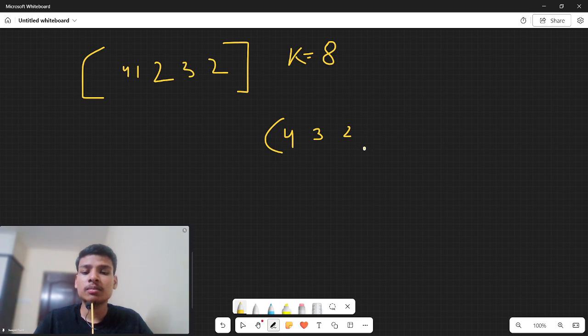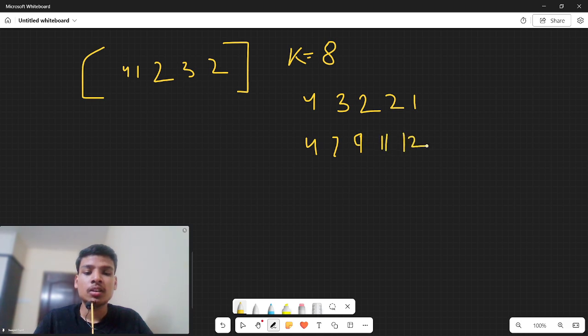You can simply find it by sorting the array in reverse order, because that is the order in which Monocarp chooses the coins. So 4, 3, 2, 2, 1. Now take a prefix sum, that is 4, 7, 9, 11 and 12. I will only consider the numbers which are smaller than k, because if it is greater than k, I will not consider them.